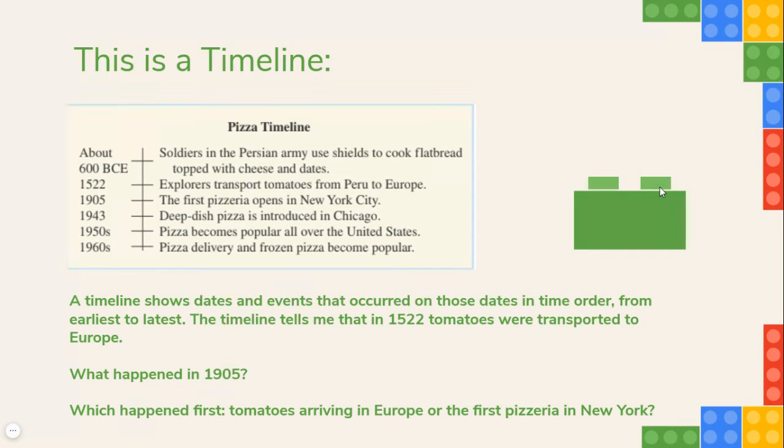Right, the first pizzeria opens in New York City. Which happened first? Tomatoes arriving in Europe or the first pizzeria in New York? According to the timeline, tomatoes arriving in Europe happened first in 1522. The first pizzeria in New York was not until 1905.